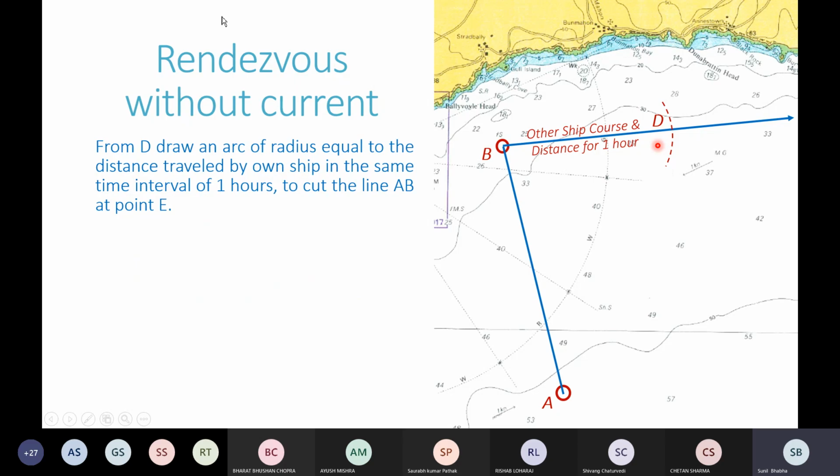So I open up my compass equal to the distance traveled by own ship in 1 hour. Keep my compass centered at point D and I will draw an arc. Now this arc, you can see here, I've drawn that arc. This arc cuts the line AB joining both the positions at a certain point. Let's name that point as E, Echo. So you can see E point here.